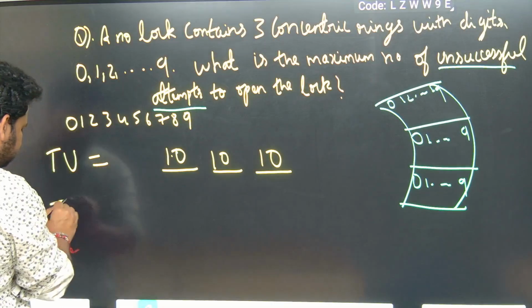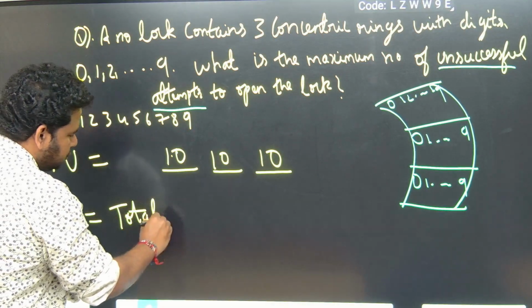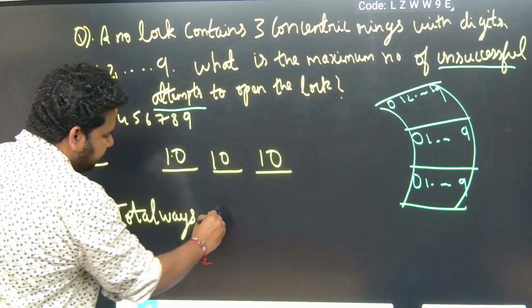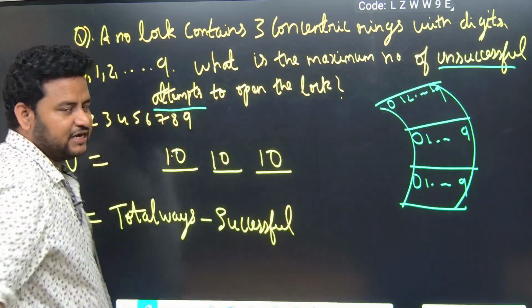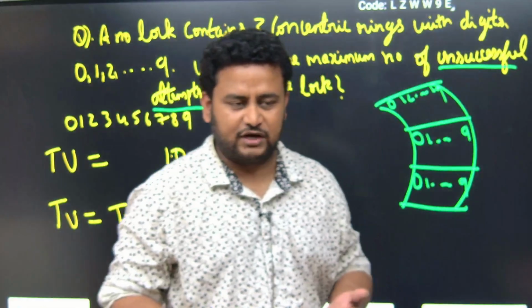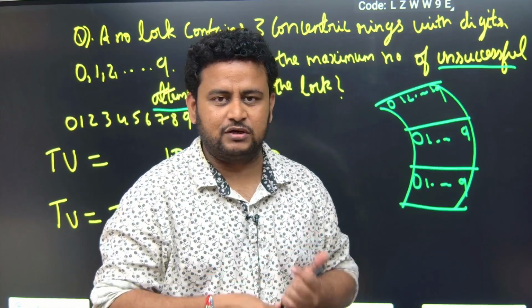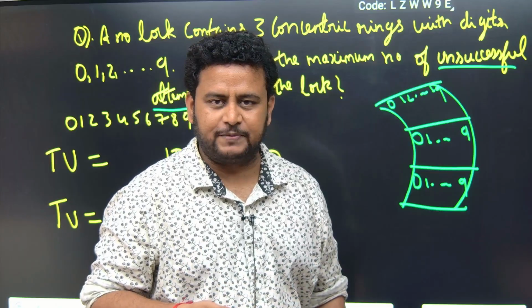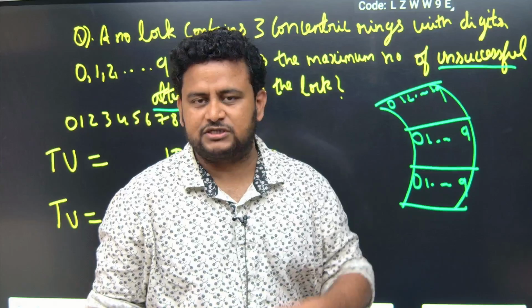Total unsuccessful is equal to total ways minus successful. I am writing it here: total ways minus successful. Even in your mobile phone, if you keep a password, there will be only one password to open the phone. So how many attempts are required to open it? There is only one successful attempt, because you have given one password.